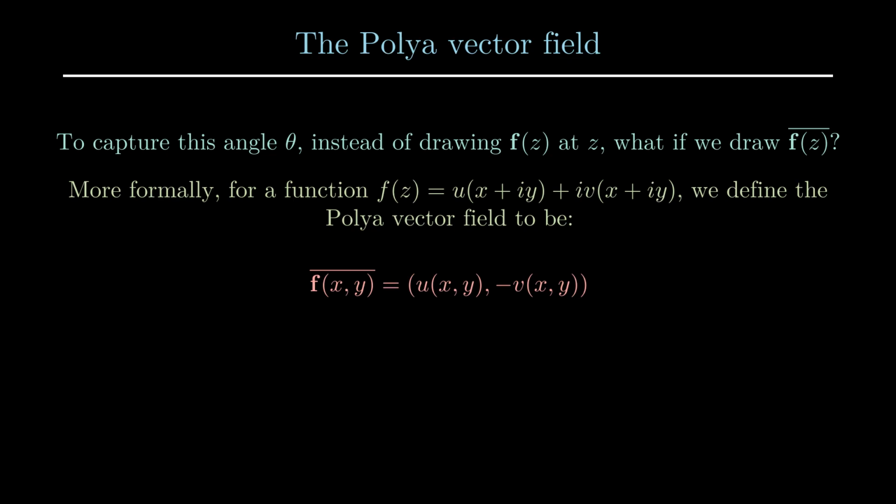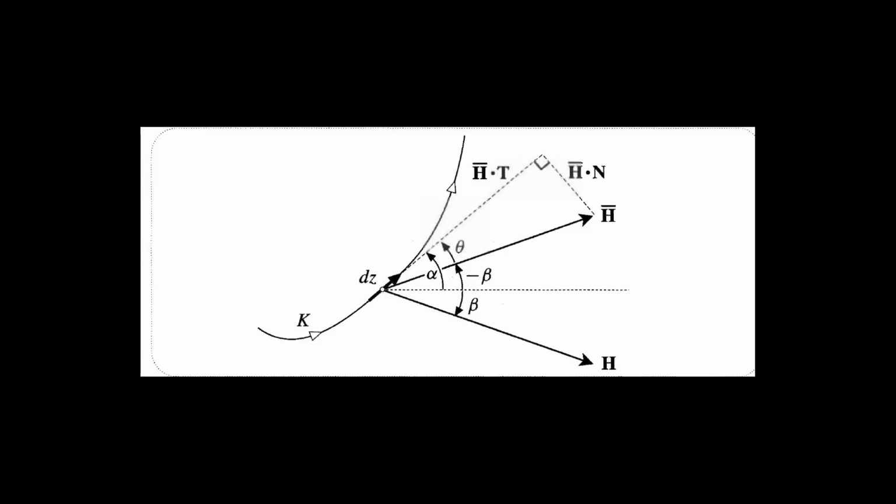Just by simply plotting the complex conjugate of f of z, we get much more information that will help us visualize complex integration. So as promised, here's the graphic to better explain the intuition behind the angles alpha and beta and how we get theta. Keep in mind that we are using h as our complex function here.